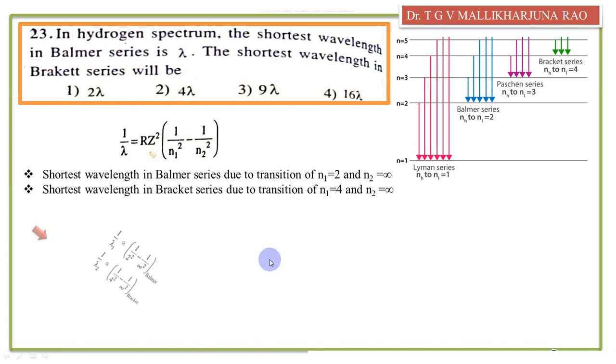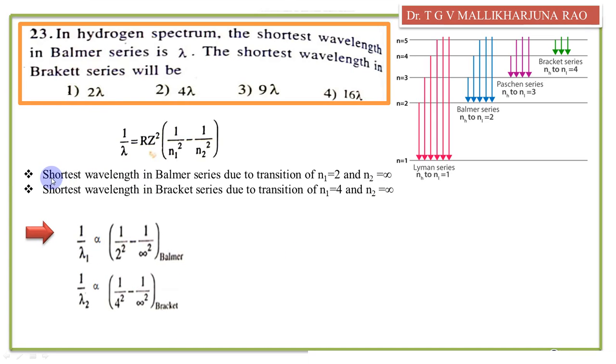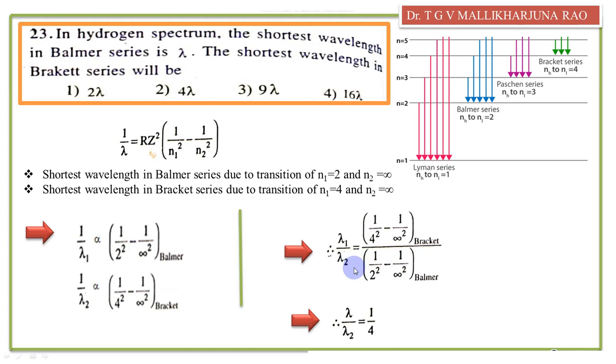From this we can write, for example, shortest wavelength in Balmer series, take it as lambda 1 and this one as lambda 2. Then 1 by lambda 1 is proportional to 1 by 2 square minus 1 by infinity square. Similarly we can write 1 by lambda 2 also. Take the ratio: lambda 1 by lambda 2 is equal to like this. If you solve this one, you will get 1 by 4.